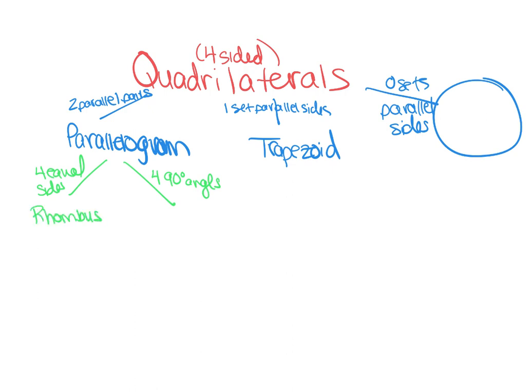Any shape with 4 equal sides is considered a rhombus, and any shape with 4 90-degree angles is considered a rectangle. Now, if we have that one unique case where we have both 4 equal sides and 4 90-degree angles, that forms a square. So that's kind of our breakdown of the quadrilaterals that we've defined in this video.